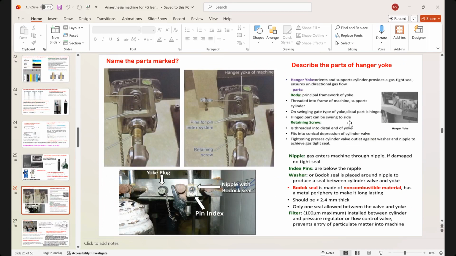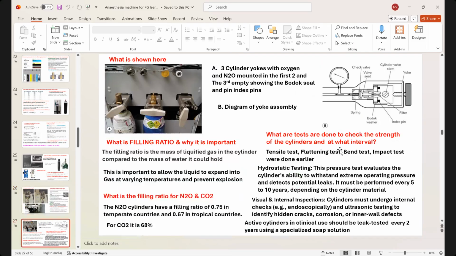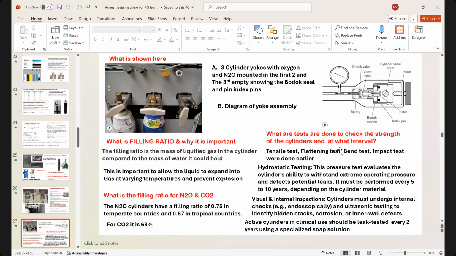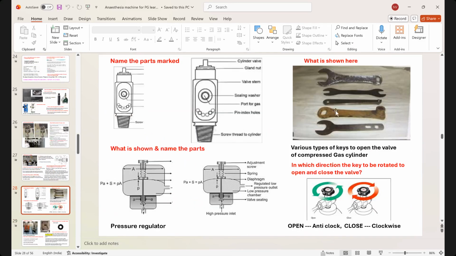And we saw what all the parts are. Again, we will be discussing this superficially. And then we saw the various keys which are required to open the cylinders, various types. And this picture you have to remember because these instruments may be kept in the viva exam for you to identify. And always the opening is anti-clockwise and closing is clockwise for all the cylinders as well as vaporizers.